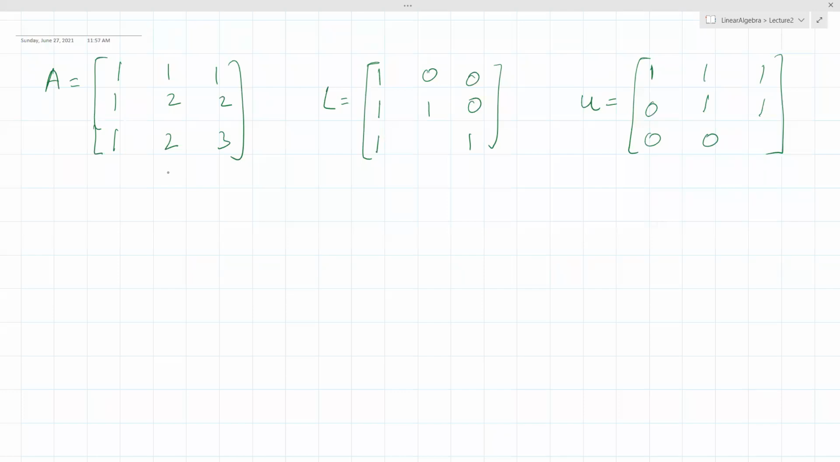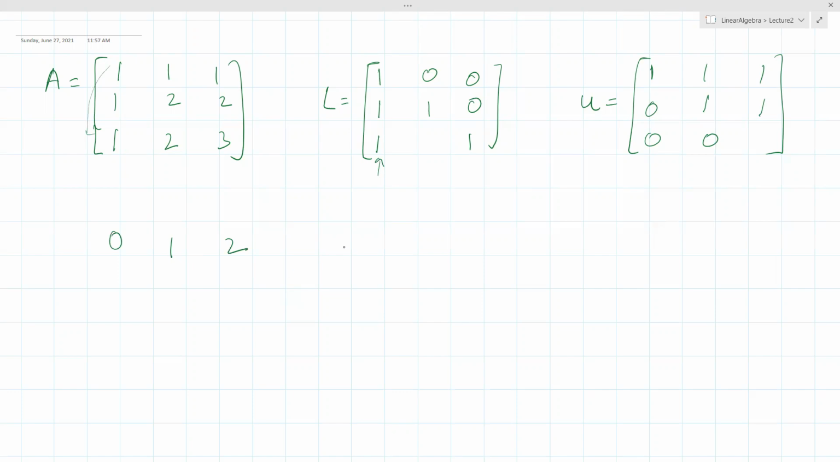Now, what about your third row? I'm writing the interim third row. This is not the third row of U, but the interim third row after this operation. Once I have subtracted the first row from the third row, what do I leave behind? 0, 1, 2.